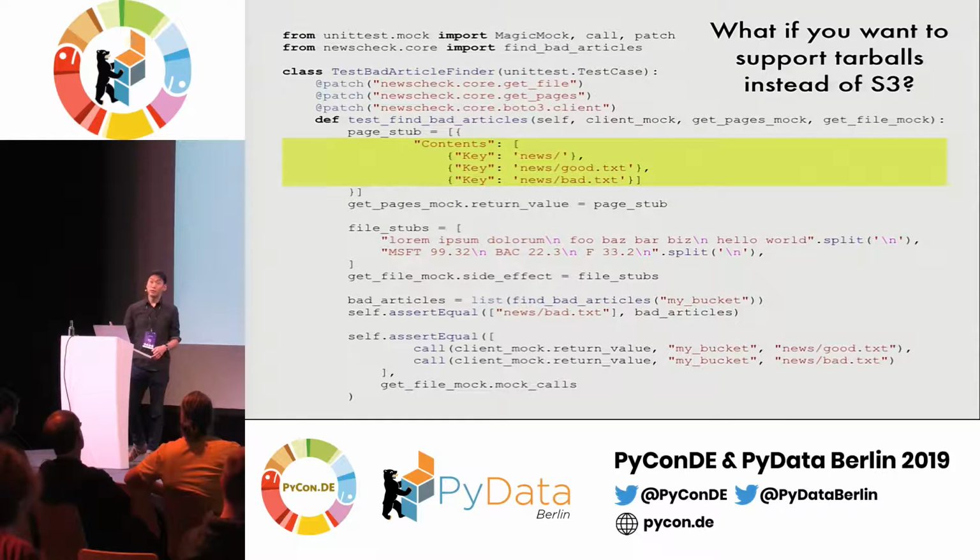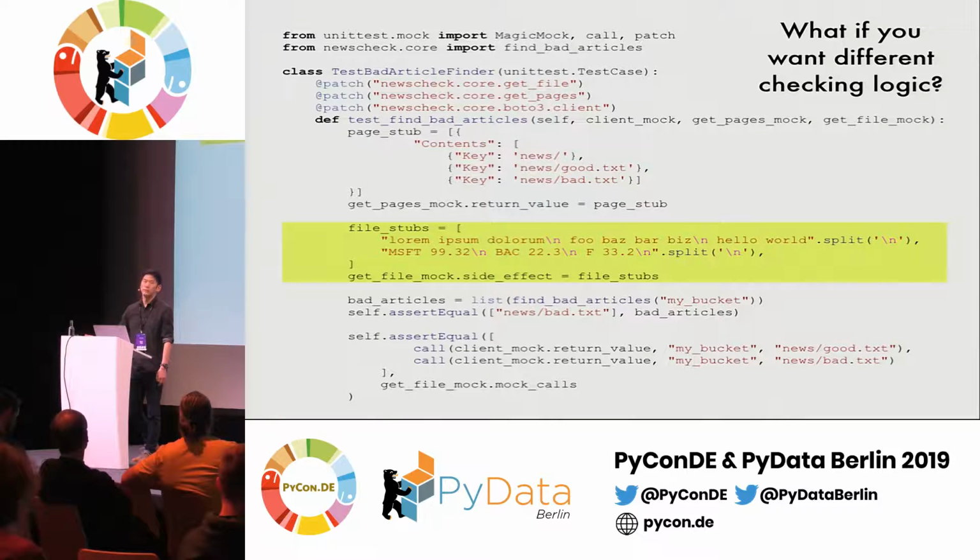This particular dictionary structure is coupling this test to S3, because that structure is defined by AWS. And for something like this, it's very likely that we would want to use the same code and same logic for checking something like a tarball. There's a similar problem down here with the file stubs, because there are going to be other kinds of bad articles besides stock tickers. There might be things like football games, scores for that.